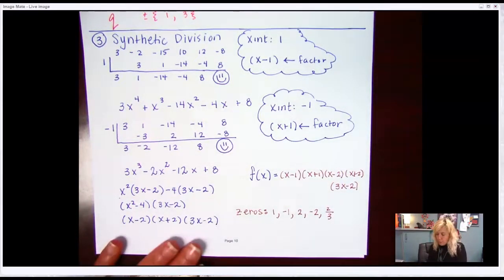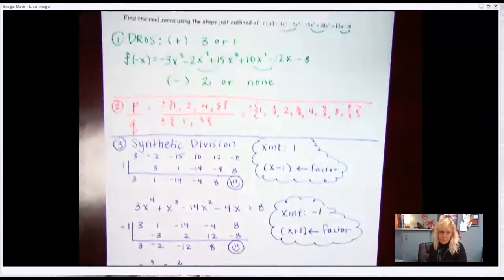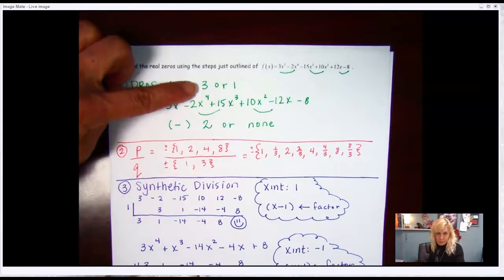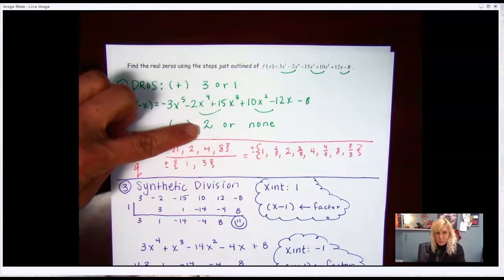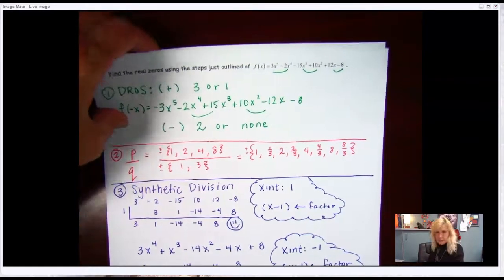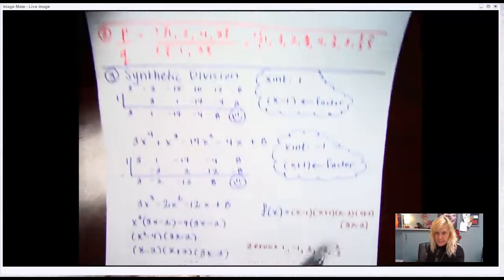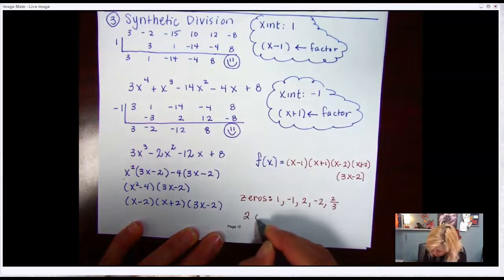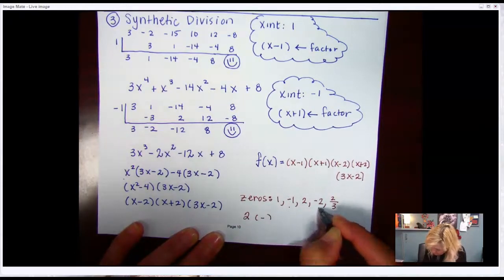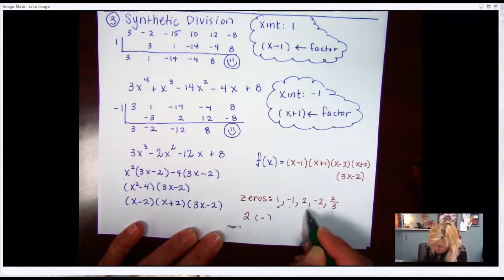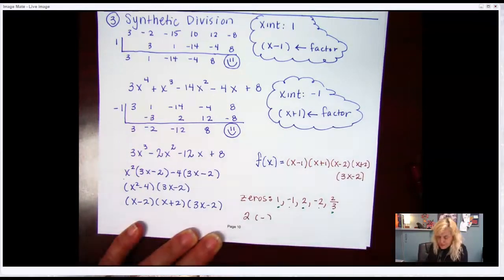Now remember, way earlier, if I go all the way to the top of my page, I could have either 3 or 1 positive real roots, and I could have 2 negative roots or none. So let's go see if that coincides with what the Descartes rule of signs gave us. So there you go. I had 2 negative roots right here. And then I had 3 positive roots. I had positive 1, positive 2, and positive 2/3.